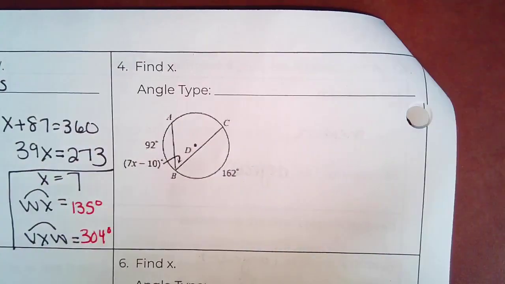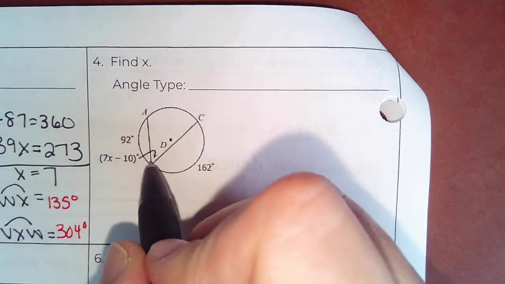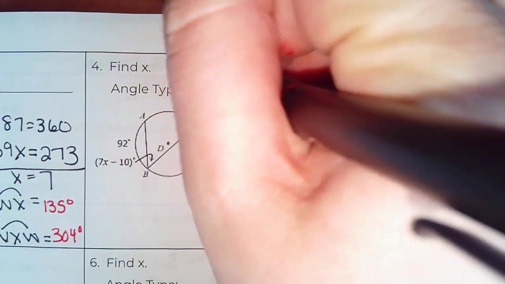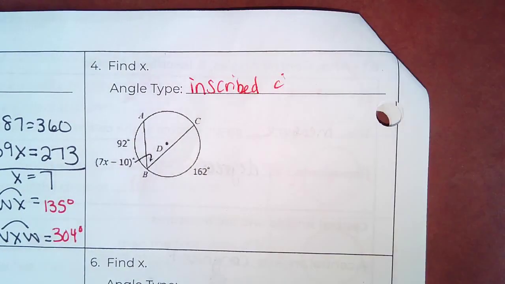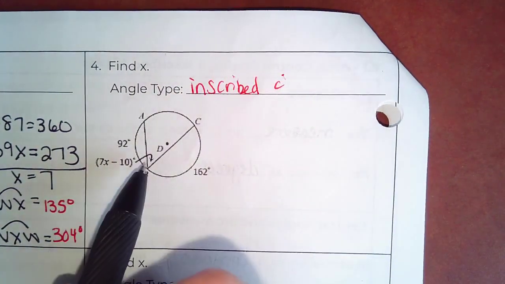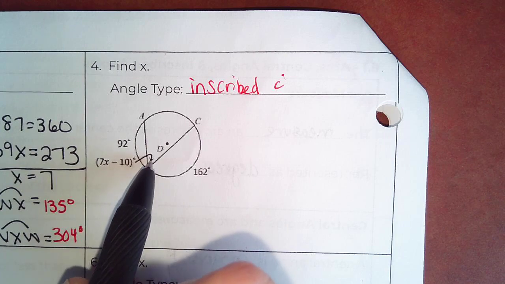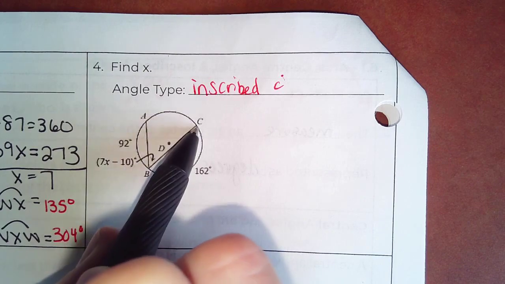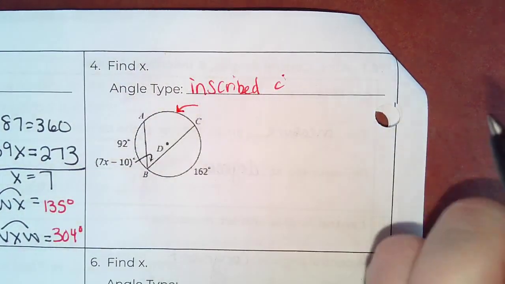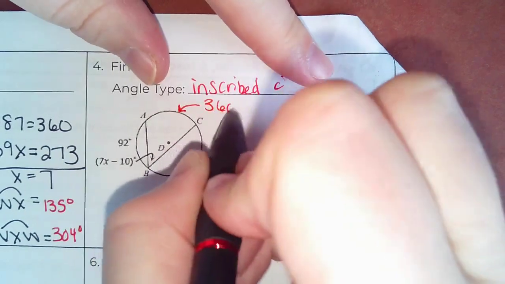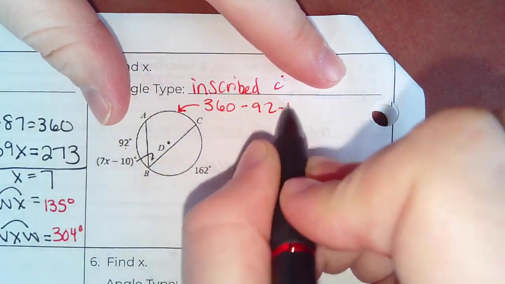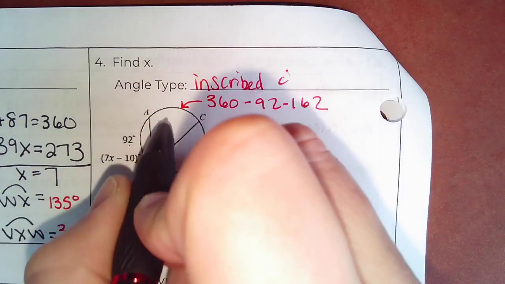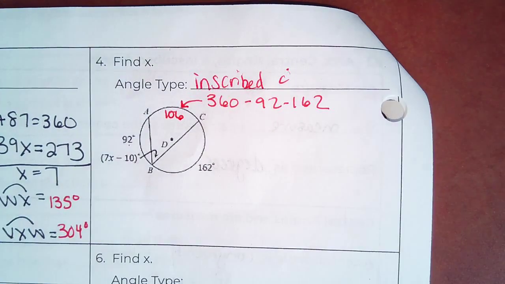Number 4. So here I have an inscribed angle. The angle is on the circle. I was told that this angle is 7x minus 10. And I have these two arcs, and arc AC would create a full circle. So I'm going to find arc AC: 360 minus these two, 92 and 162. I'm getting 106.